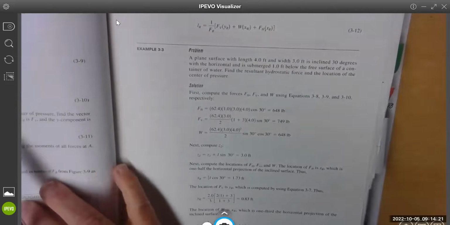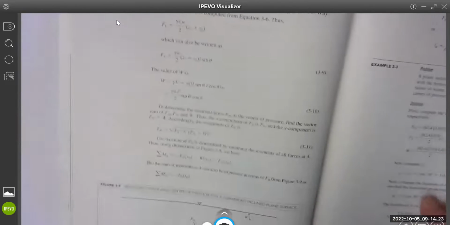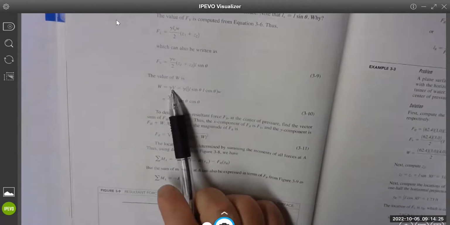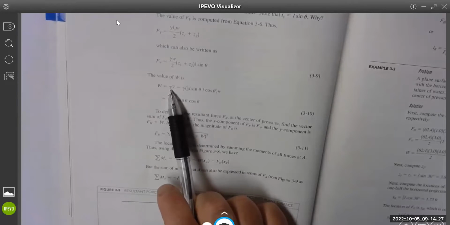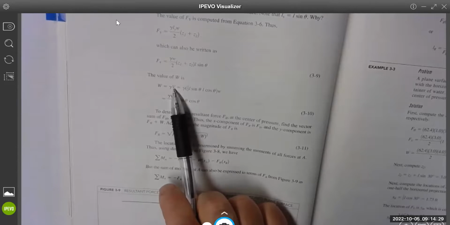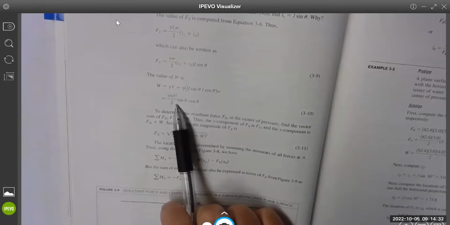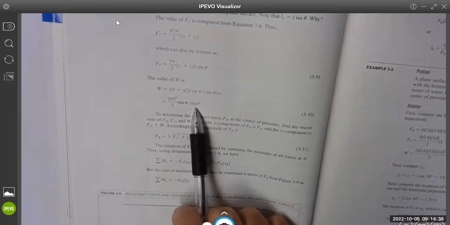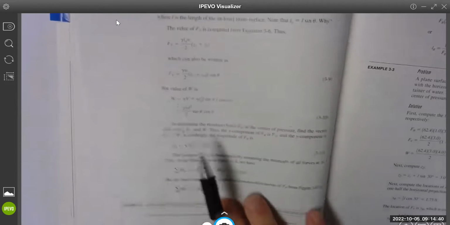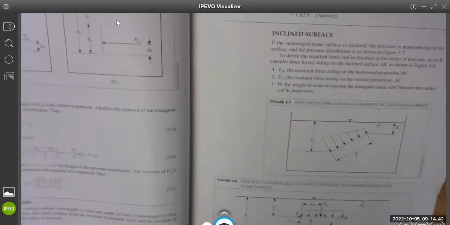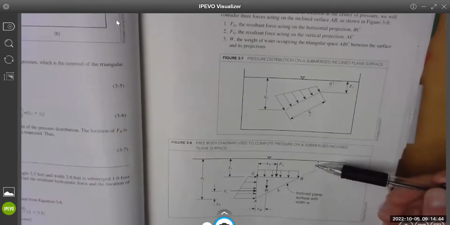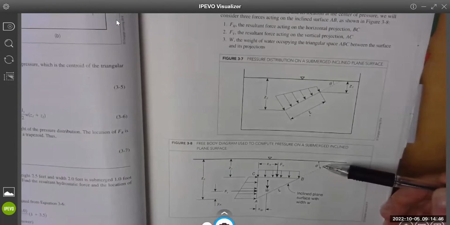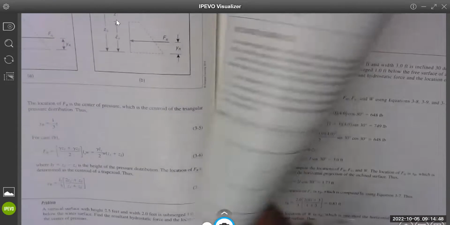So let's see what they get for W. Oh yeah, I think you're right, Brian. So they take the specific weight times the volume. That is what we calculated. They break it down into angles using that angle right there. Right? Interesting.